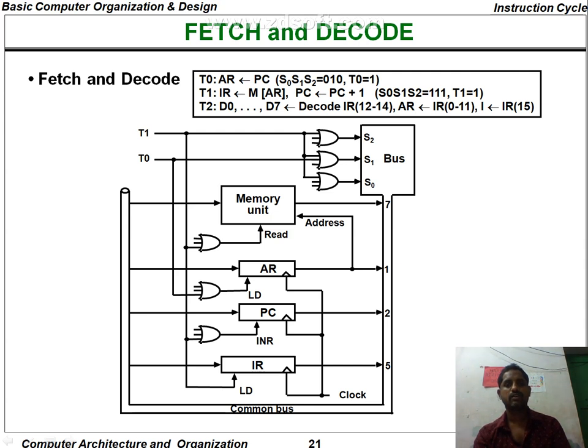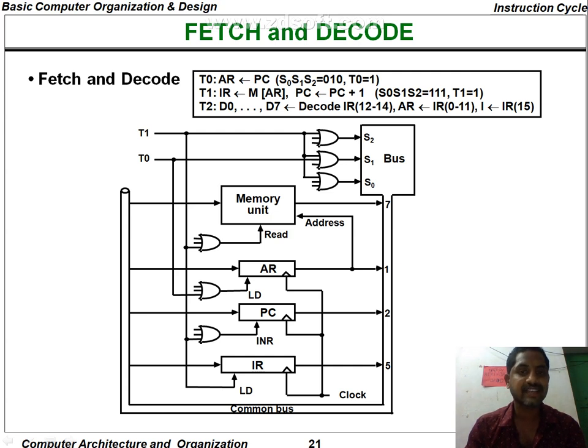At T0, the program counter, that is the address, will be transferred to the address register. So this is the data transfer from PC to AR, which you assign at T0, placing the content of PC onto the bus by selecting the inputs S2, S1, S0 equal to 010. When T0 equals 1, AR is enabled by the load input of AR.